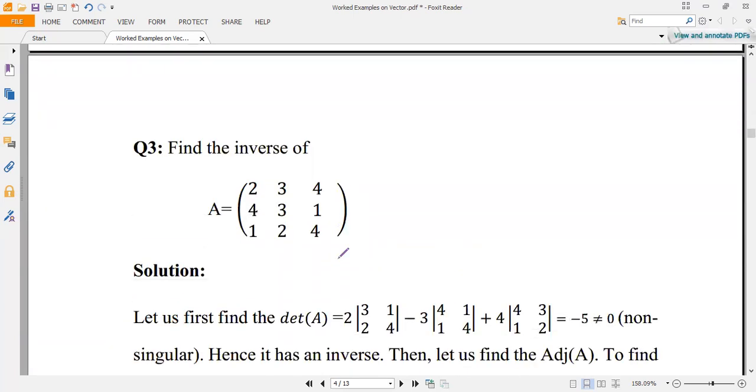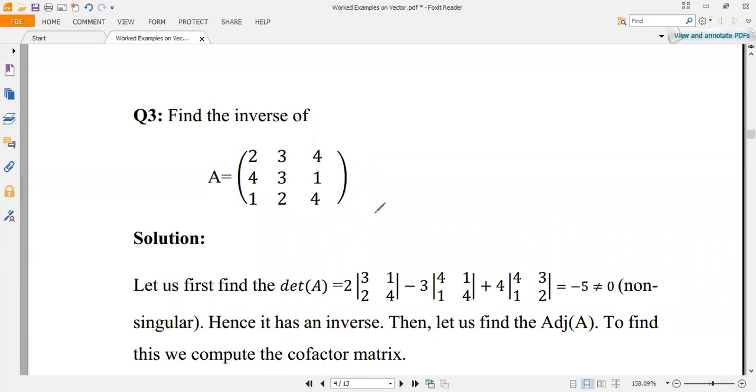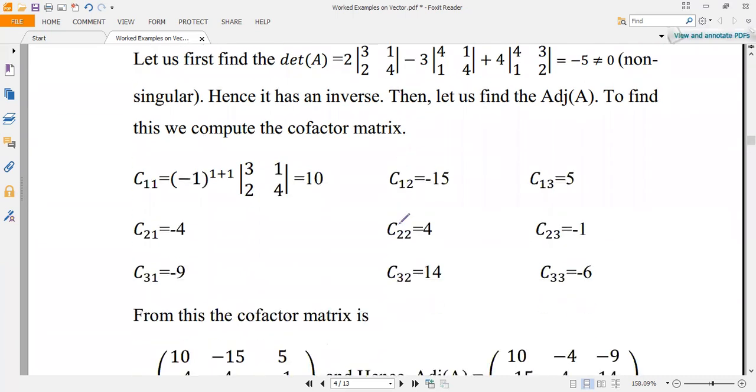The next question is find the inverse of a matrix. The inverse of a matrix is obtained in two ways. One, by applying elementary operations: writing the matrix with an identity matrix in front of it, of the same order as matrix A, then applying elementary operations. A will change to an identity matrix, and the identity matrix will be changed into the inverse of the matrix. The other one is using the determinant and adjoint of the matrix.